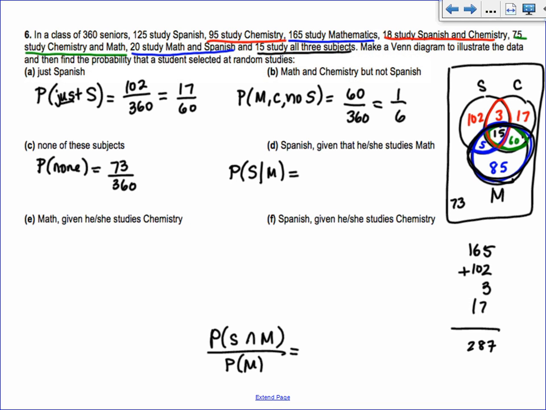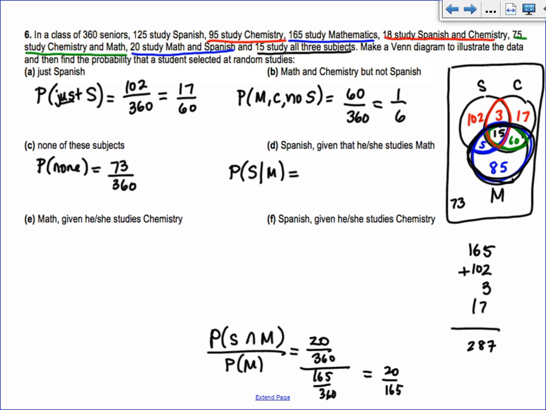If I said Spanish and math, I'd be like, okay, Spanish and math, that's right here. That was 20 of the students out of the total of 360. And then just math was a total of 165 out of 360. So when you divide those out, you get 20 over 165, which reduces. So you could do that. But if you have the Venn, use the Venn. Okay, and there's a couple on your homework where you draw the Venn diagram, so use it.